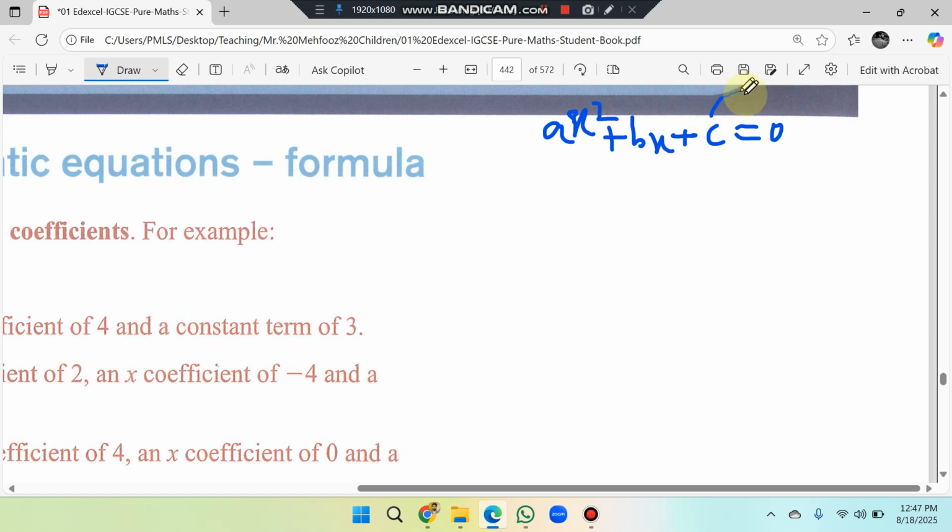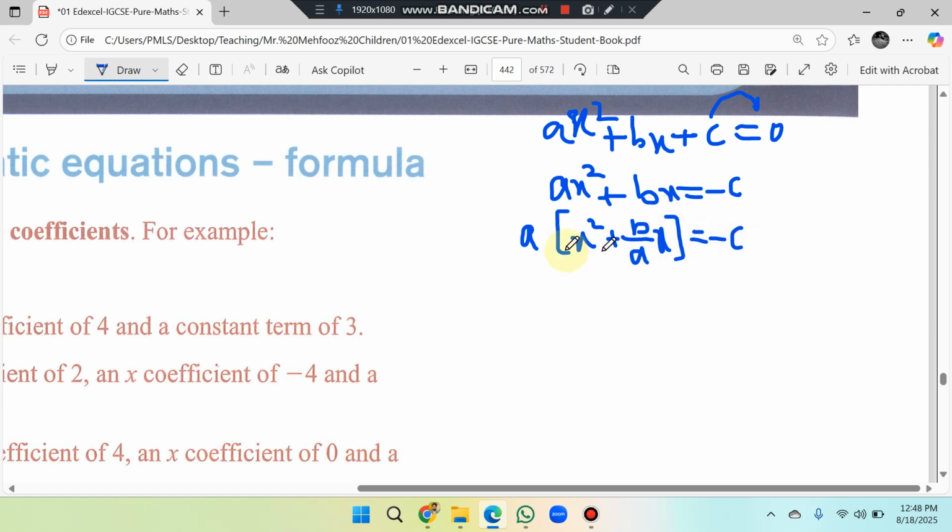First of all, this constant goes on the other side. It will becomes ax square plus bx is equals to minus c, right? After that, we have the coefficient of x square, we have to divide it by its coefficient, right? Or we can take the coefficient as a common, so it will becomes a times x square plus b over a x. Understand or not?